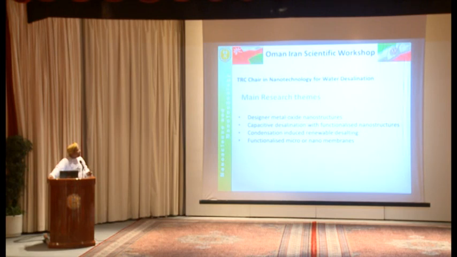For the chair in nanotechnology, which is mainly focusing on water desalination, the main themes the chair is looking after are metal oxide nanostructures, capacitive desalination, induced renewable desalting, and micro and nano membranes. If you're interested in having a look at these facilities, we can arrange it. It's not a part of the program, but we can arrange for you to have a look at it.